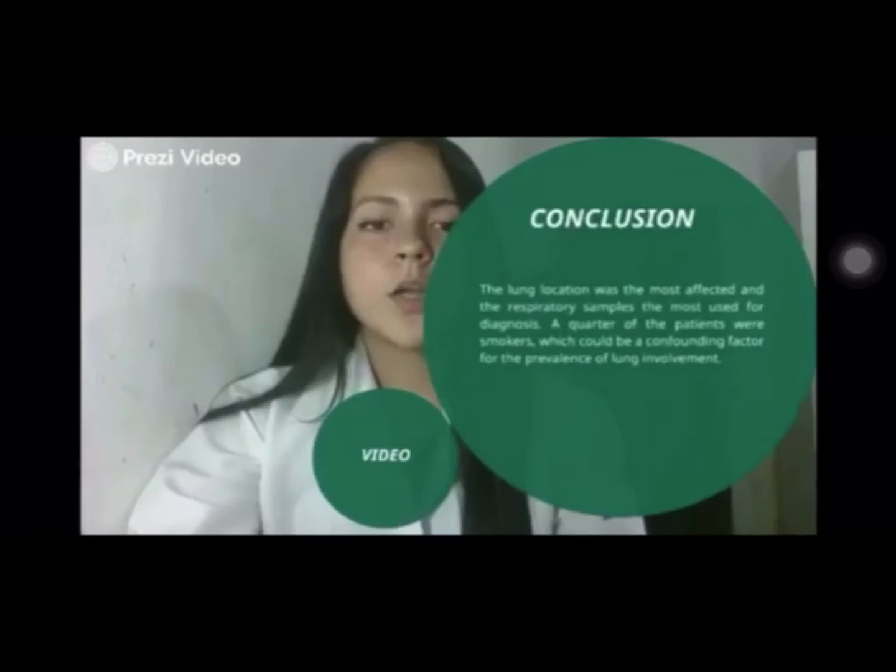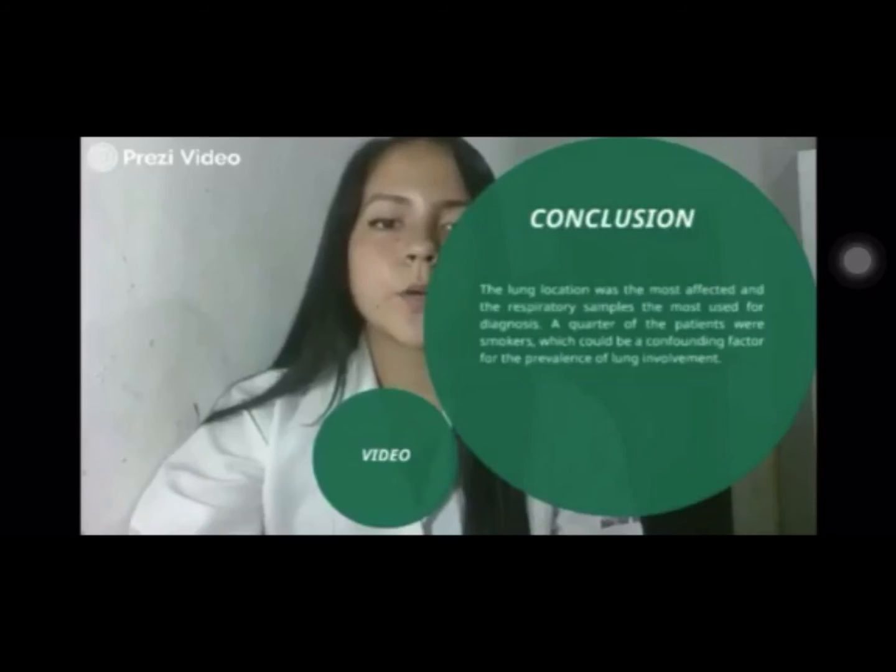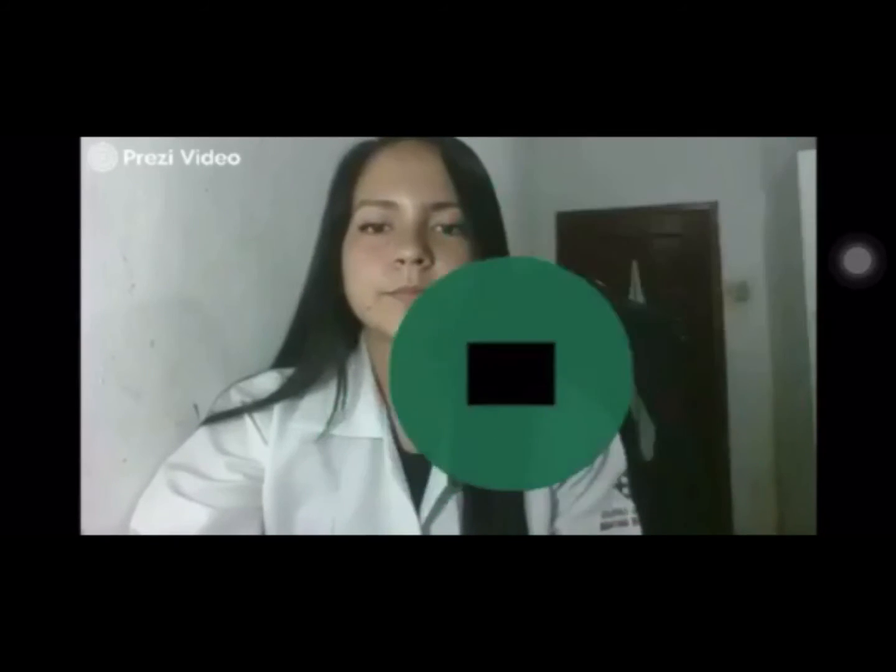Conclusion. The lung location was the most affected and the respiratory sample the most used for diagnosis. A quarter of the patients were smokers, which could be a confounding factor for the prevalence of lung involvement.